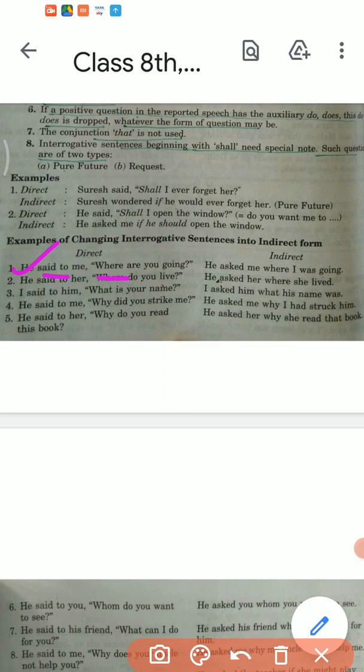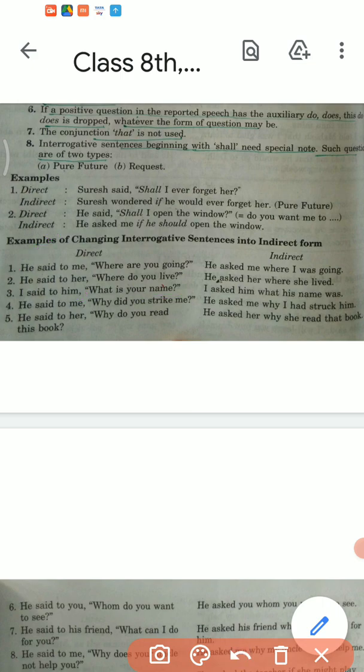Then you will put here, I was going. Now see the next sentence. He said to her, where do you live? Then it will become, he asked her where. You, your second person, will change according to the object, where she lived. या फिर आप इसको ऐसे भी लिख सकते हो, where she did live. Now in the third sentence, I said to him, what is your name? I asked him what. Your will change according to him, what his name was.